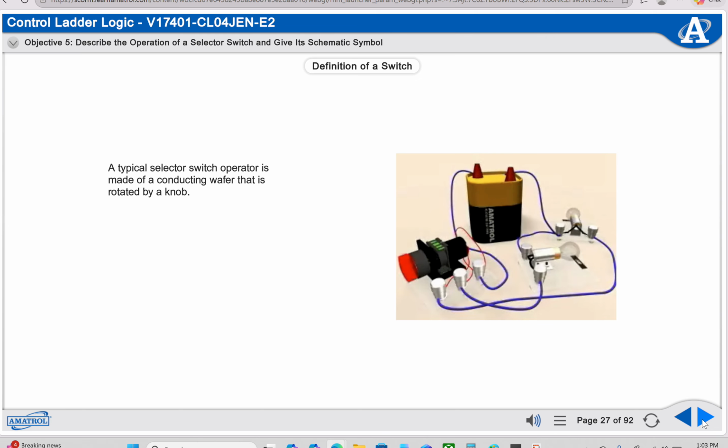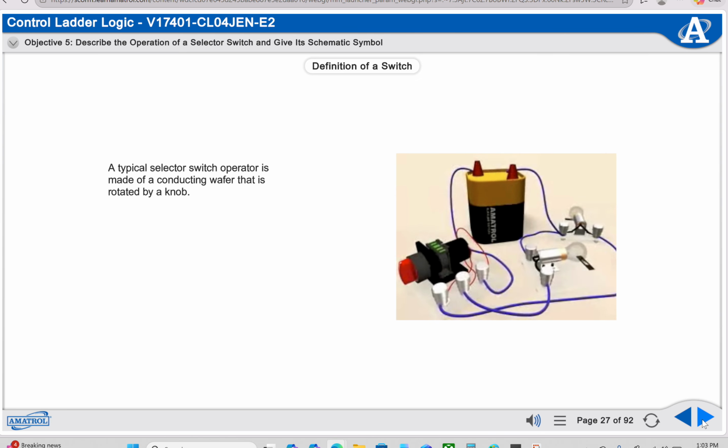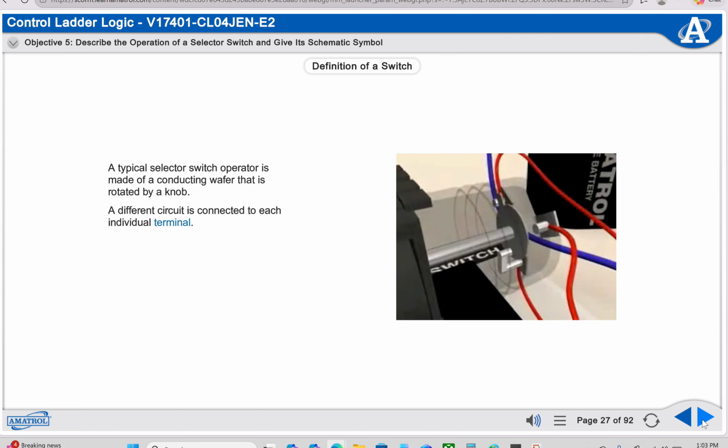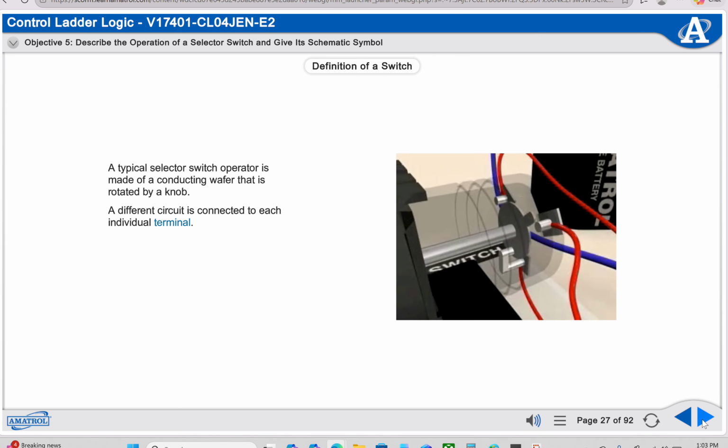A typical selector switch operator is made of a conducting wafer that is rotated by a knob. A different circuit is connected to each individual terminal. As the wafer rotates, the switch closes on each circuit in turn, allowing current to flow through that circuit.